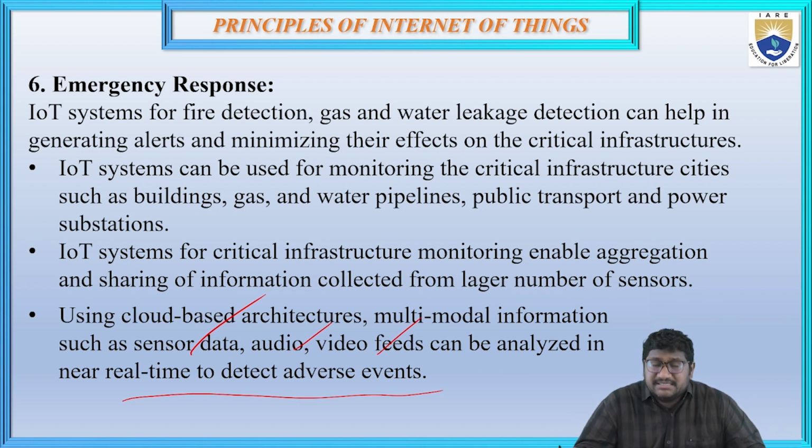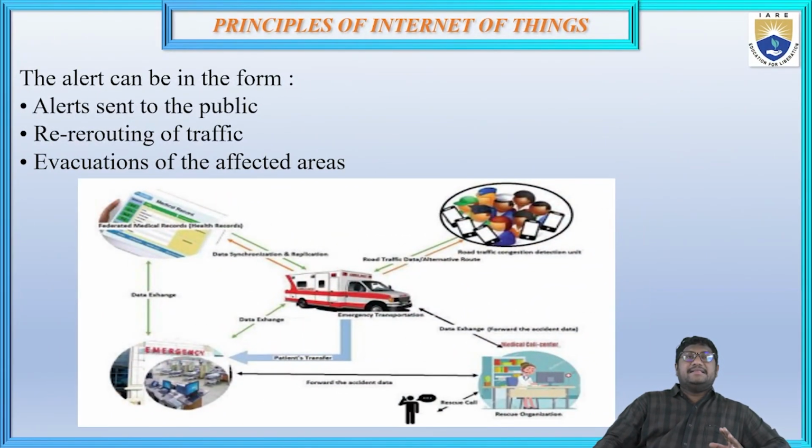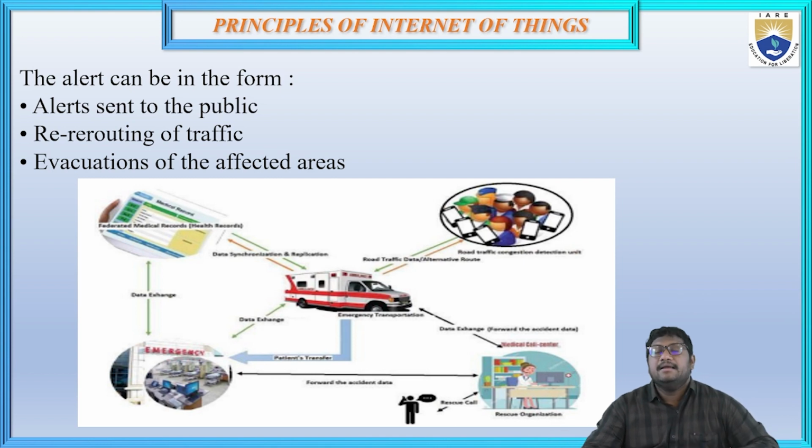With the help of this emergency response system, it is going to support smart cities to predict if there is any kind of gas leakage in the city, if there is any kind of water leakage which is happening in the city, or any kind of fire detection which is happening. Automatically you are going to get an alert message to the nearest respective department so that they can alert, they can stop the prevention. Like this, smart cities are going to be enhanced. The alert can be in the form of messages or else rerouting the traffic, evacuation from affected areas. Like this, we can do the things.